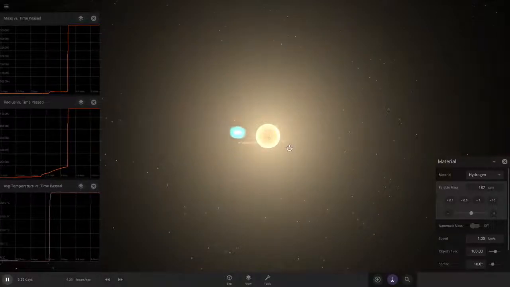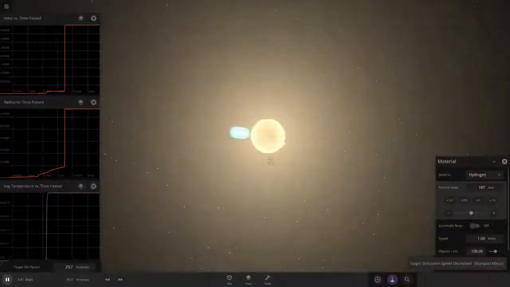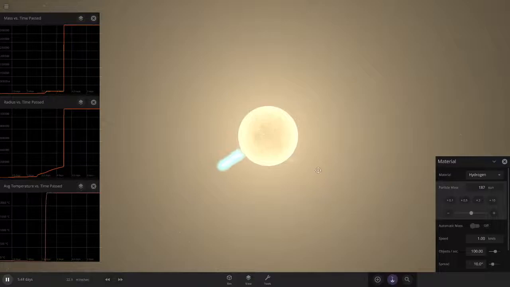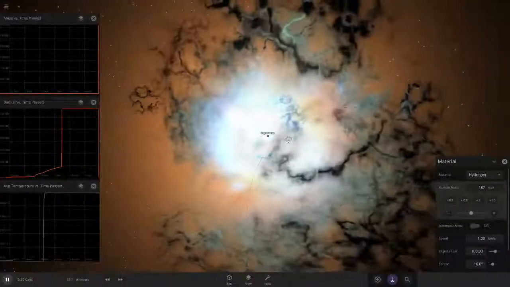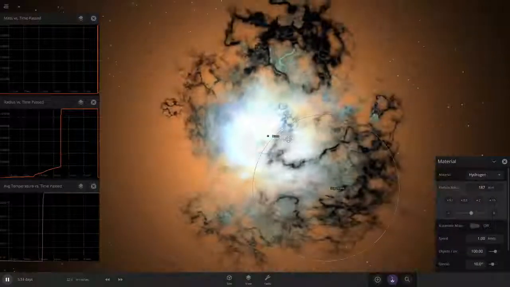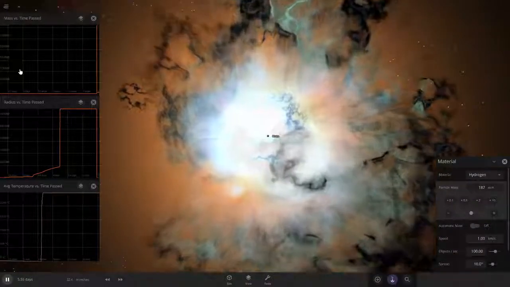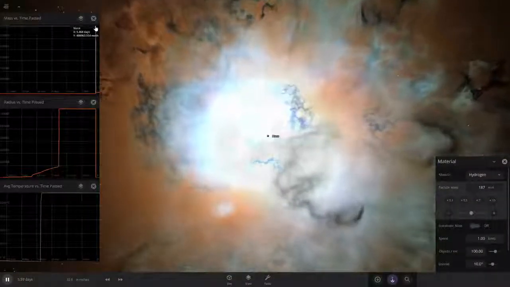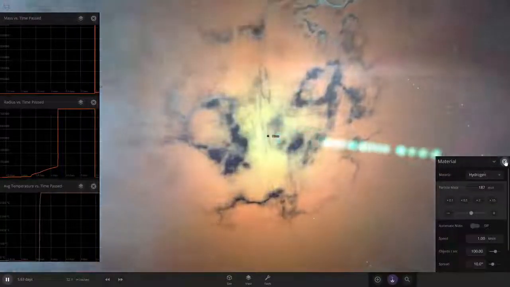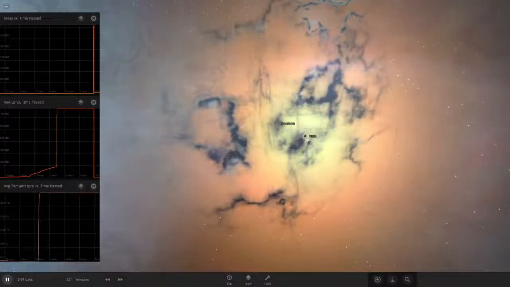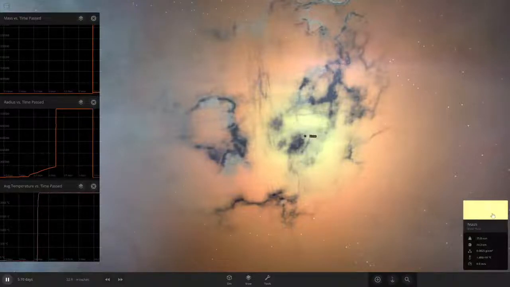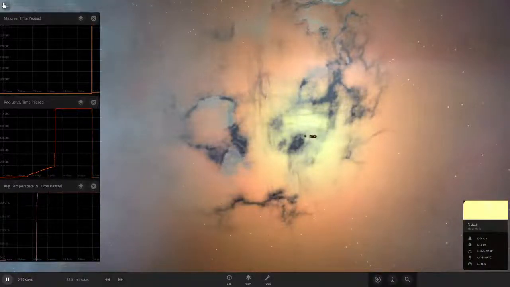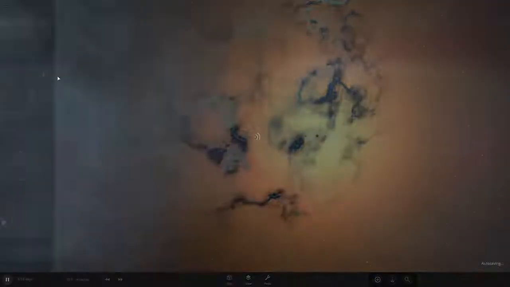There you go. This should be interesting. This is gonna create a black hole, though. Yep. Yeah, so you see like the mass just exploded. And then, massive... Okay, let's restart. Okay, new simulation.